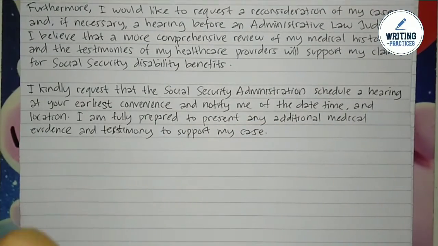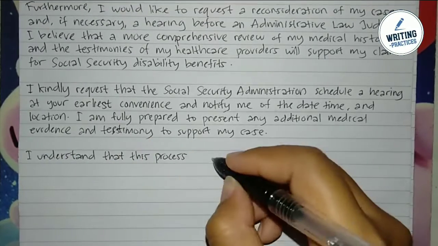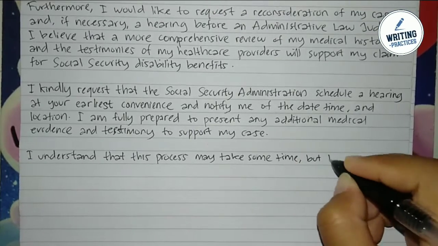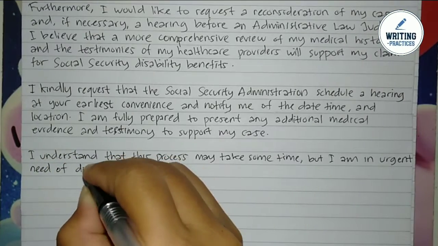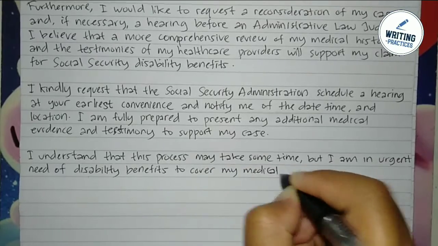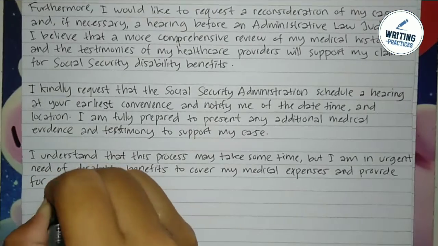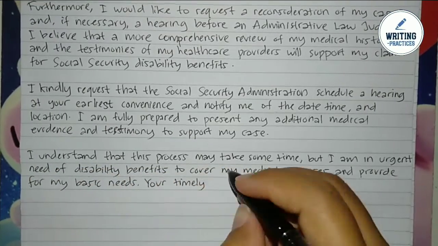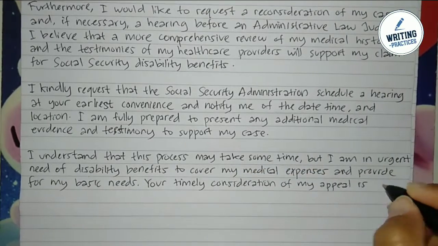In the 6th paragraph, this is where you write your acknowledgement of timeliness. Recognize that the process may take time. But still, you need to emphasize your urgent need for disability benefits. And here, you may write, "I understand that this process may take some time, but I am in urgent need of disability benefits to cover my medical expenses and provide for my basic needs. Your timely consideration of my appeal is greatly appreciated." Sure, this is a polite form. Don't hesitate to use this if you don't know what to write.